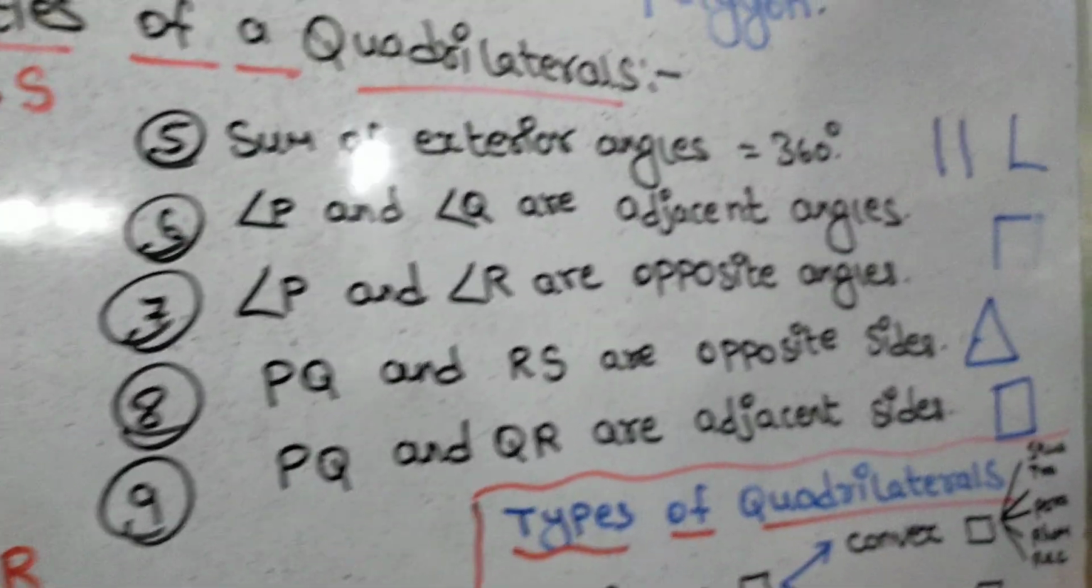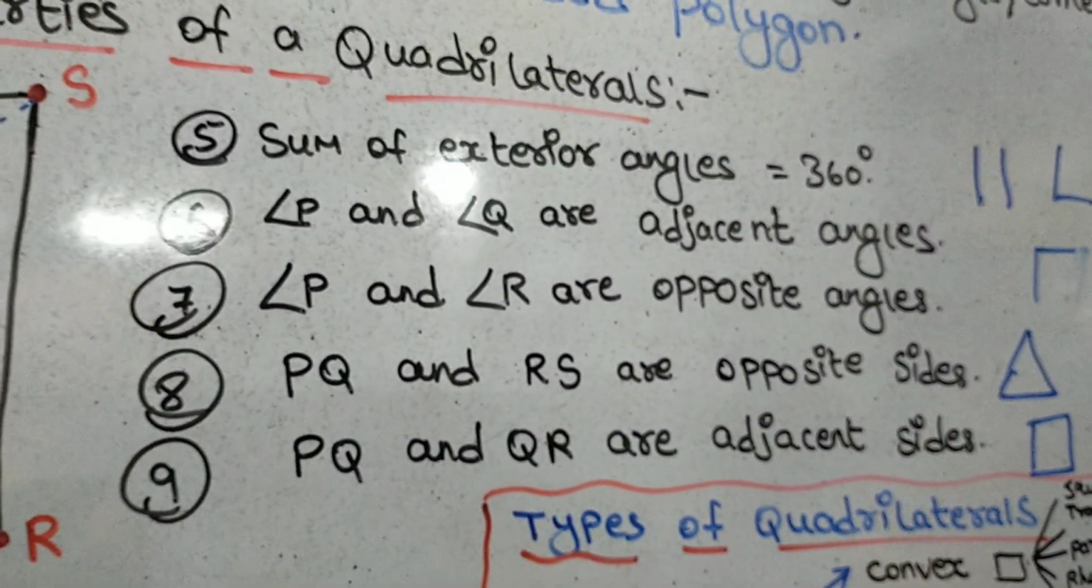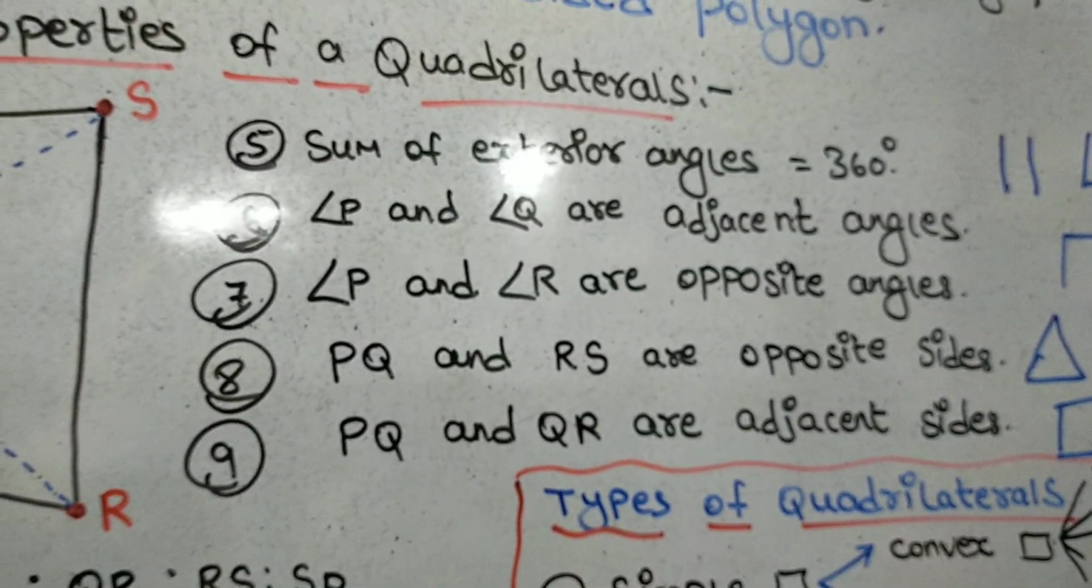And the sum of the exterior angles is also equal to 360 degrees.